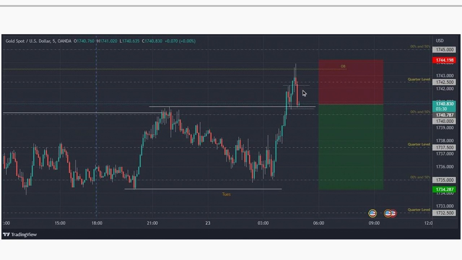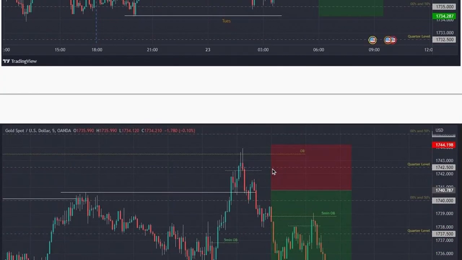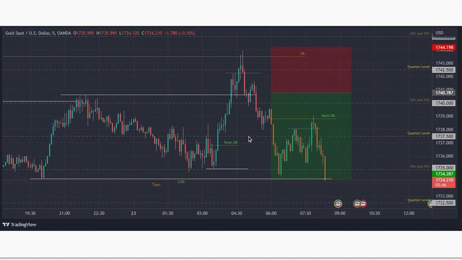So now, given that we have five confirmations, we're going to enter sells right here, a stop loss above here, and our TP at the low of the day. As you can see, folks, price eventually reached the low of the day.